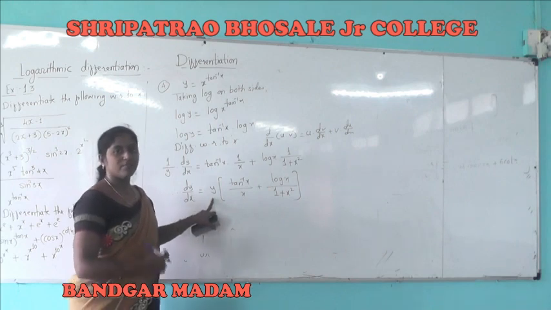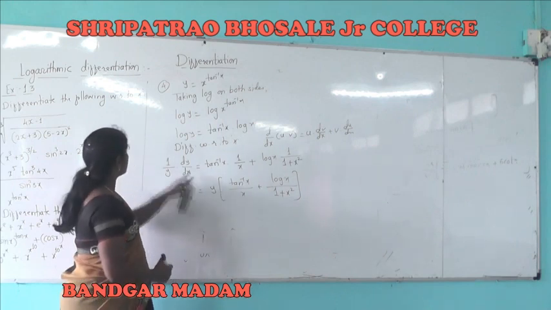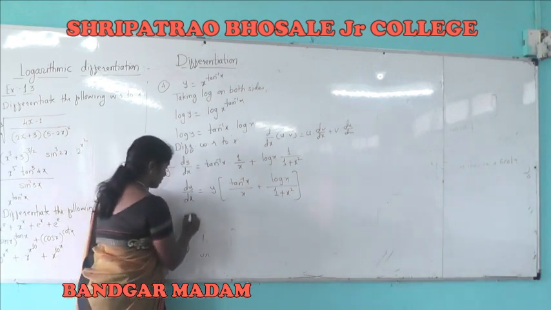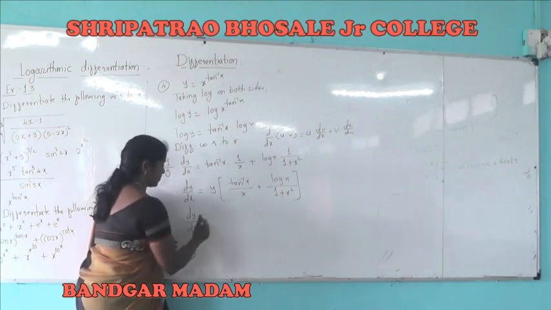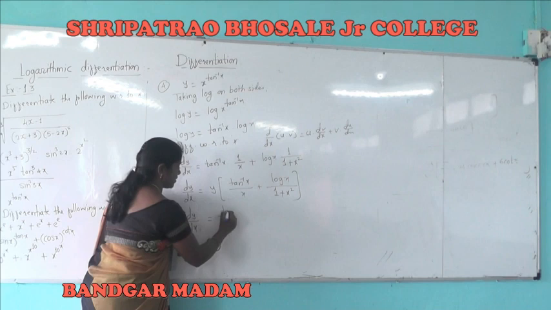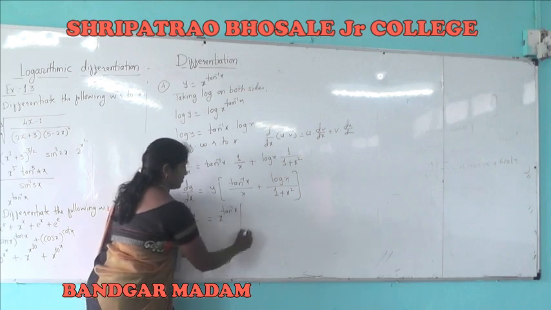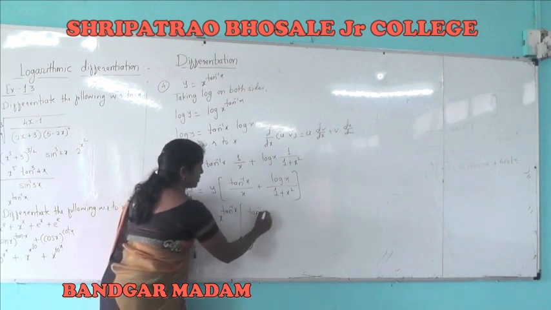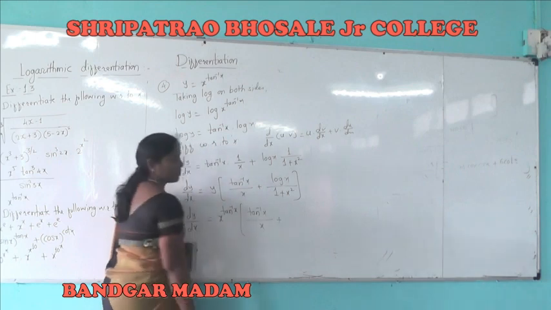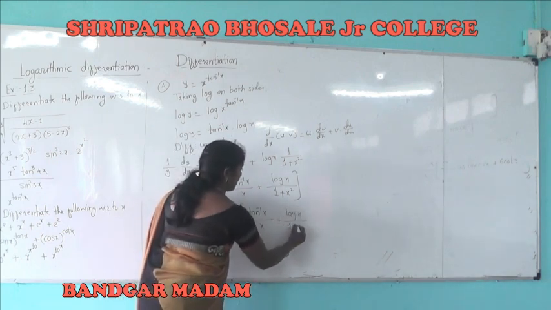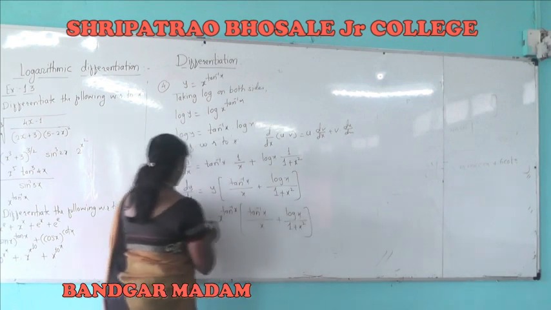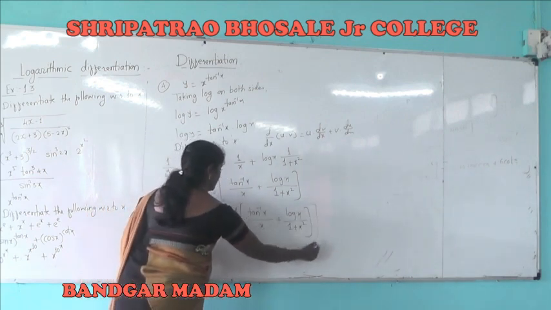So by replacing y, we will get the final answer. y is x raised to tan inverse x. Hence dy by dx is equal to x raised to tan inverse x, in brackets tan inverse x upon x plus log x upon 1 plus x square, which is our required answer.